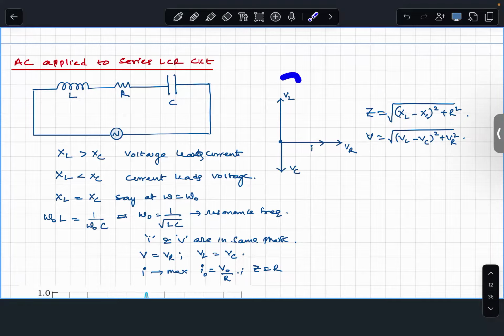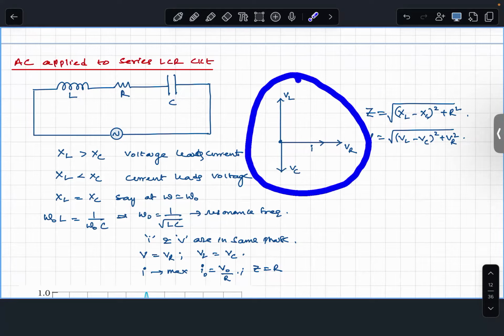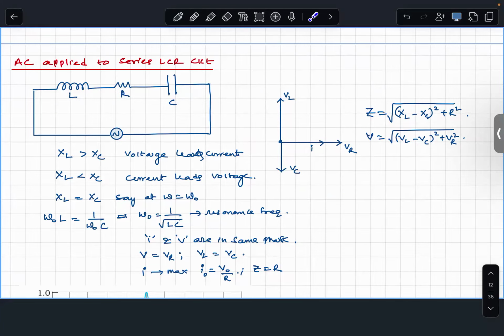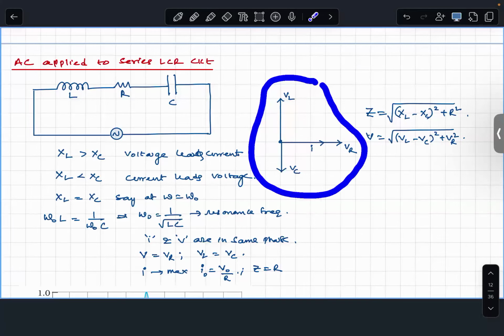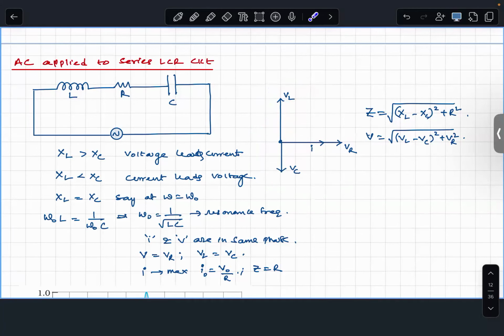Now, first thing, confirm me, are you convinced with this phasor diagram? Everyone in the class, are you convinced with this phasor diagram? Convinced? Right. Now, do you have any idea prior to starting the problem? No, I don't have any prior idea.